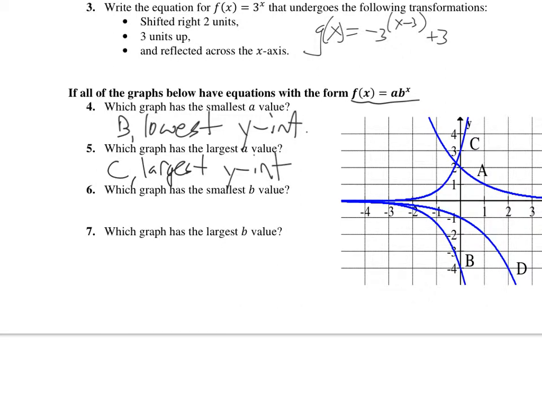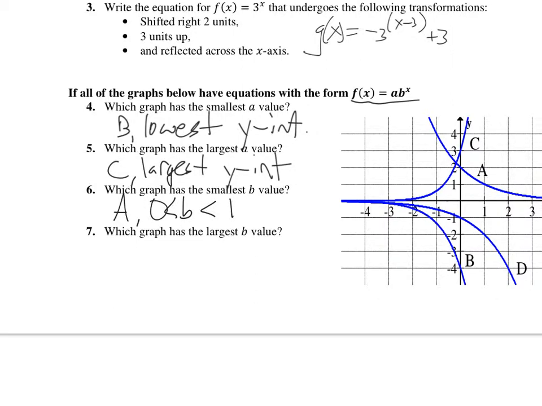Which graph has the smallest b value? Well, small, we're talking a fraction. Fraction means exponential decay. There's only one here that has exponential decay. This is exponential growth, but it's flipped upside down. So this is like a negative 2 to the x or something like that. Actually, this is negative 2 to the x. This might be negative 4 to the x. So anyways, this is exponential decay. Our b value is a fraction here, so that is graph A, because our b there would be less than 1 and greater than 0.